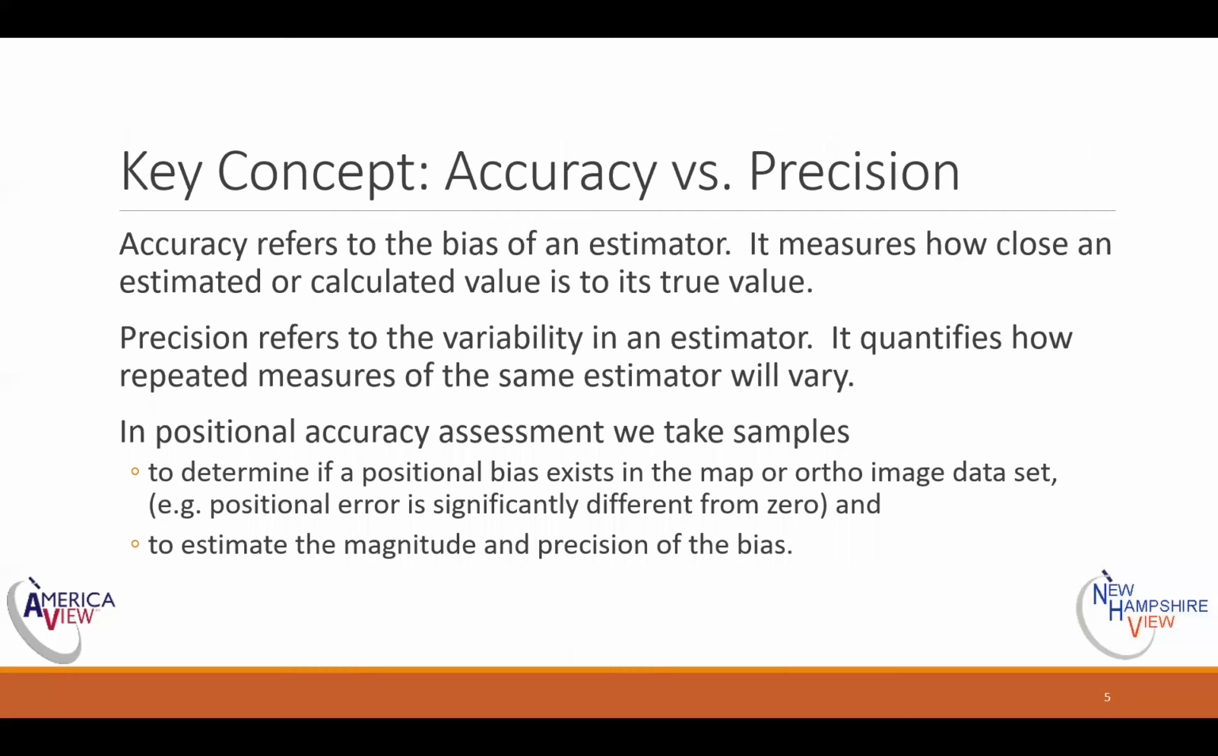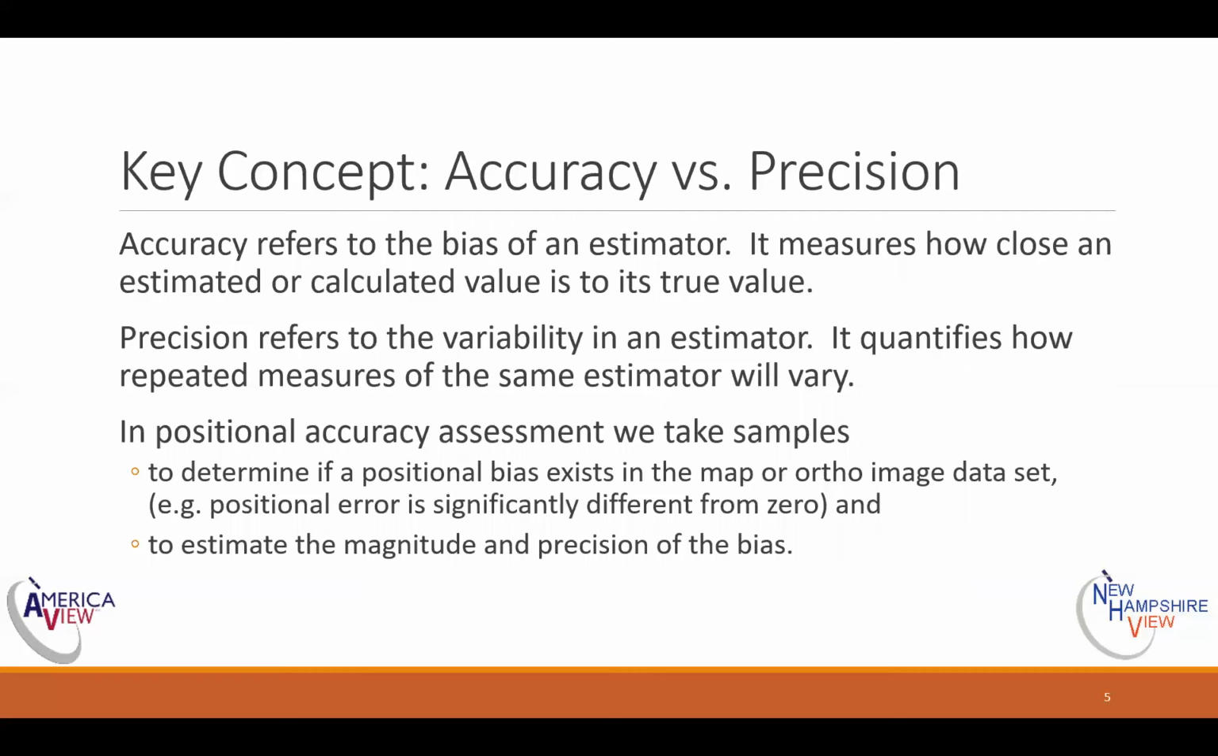So we need to understand some key concepts, this idea of accuracy versus precision. You've probably heard those terms a lot, and they get misused all the time. They get used interchangeably, but they're not interchangeable. Okay, so accuracy refers to the bias of an estimator. So it measures how close an estimated or calculated value is to the true value. Okay, so how close we come to the right answer. You can think of a bullseye situation, and you're trying to shoot at that target. You're trying to hit the very center. How close do I come to that?